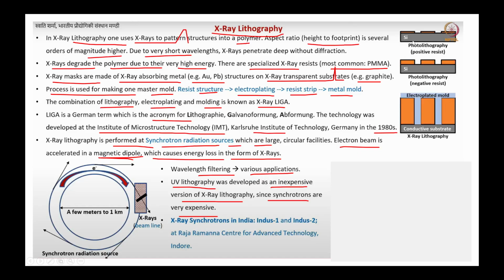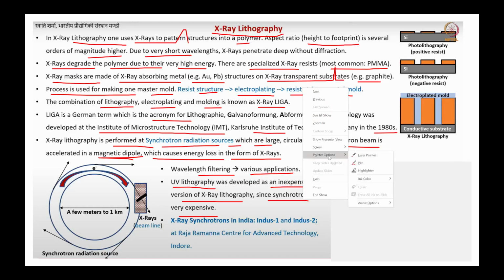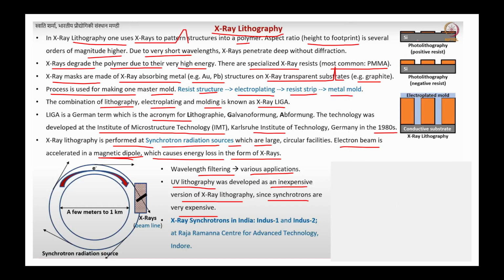So here you can see in this diagram, you will have your silicon wafer, and on top of this is the pattern. This is your silicon, this is your positive resist, and this is your negative resist. Then X-ray lithography: this is your conductive substrate and electroplated mold, and here you will grow your film like this. I hope it is clear.